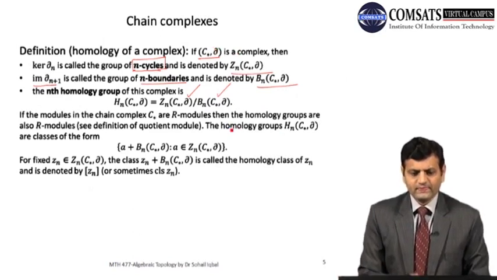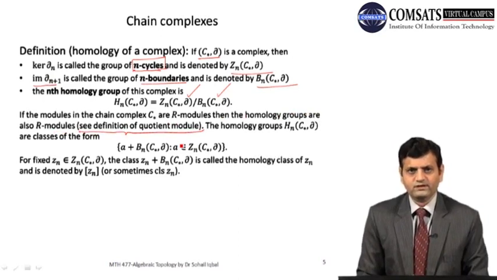Okay, so basically we can replace this partial with some other homomorphism satisfying these conditions, of course. If the modules in the chain complex C star are R modules, then the homology groups are also R modules.